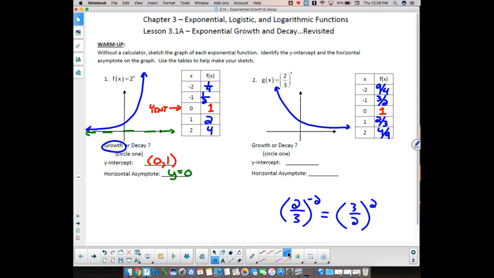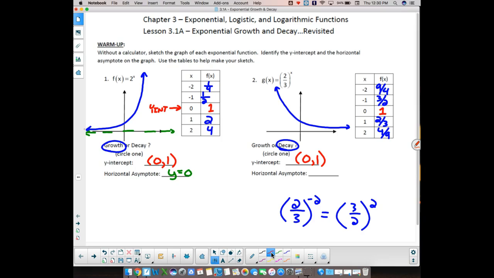Growth or decay? Why? It's decreasing as we go to the right. Yep, we'll get to that one in a minute. So that's a decay. Y-intercept? (0, 1).